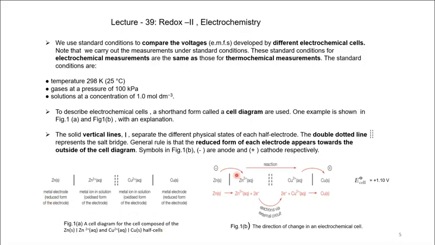A little bit more explanation here: zinc oxidizes here, and this is the half reaction, and copper is reduced, and that is the half reaction of the copper. This is how the reaction goes on, and those are the electrons moving through the electrical circuit, showing the direction of change in the electrochemical cell.